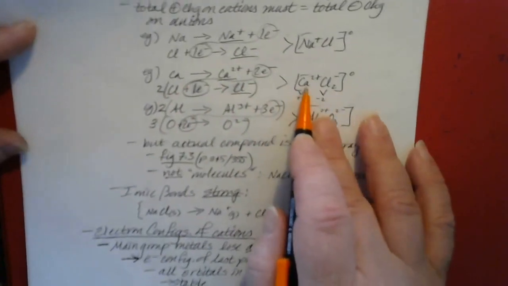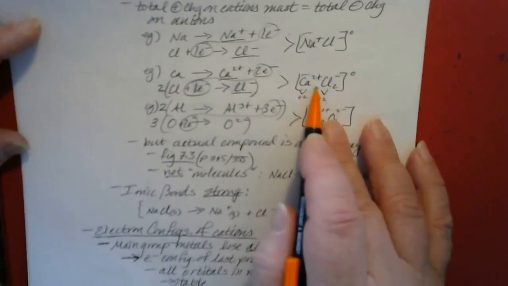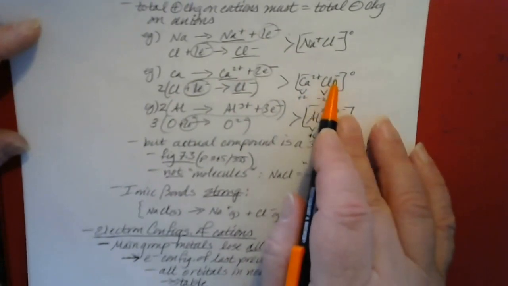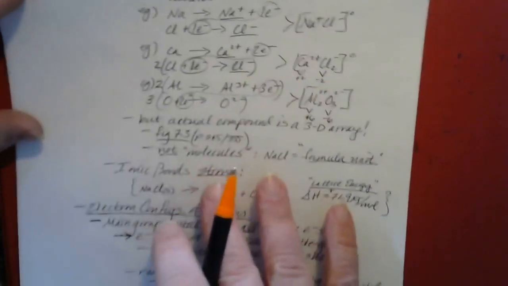The total charge on the cation is +2. The total charge on the anion part of the molecule is -2 because you've got 2 chlorides at -1 each for -2, and +2 minus 2 adds up to 0.